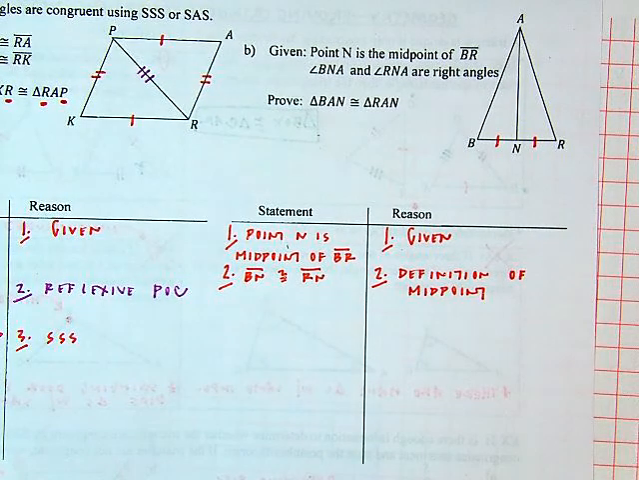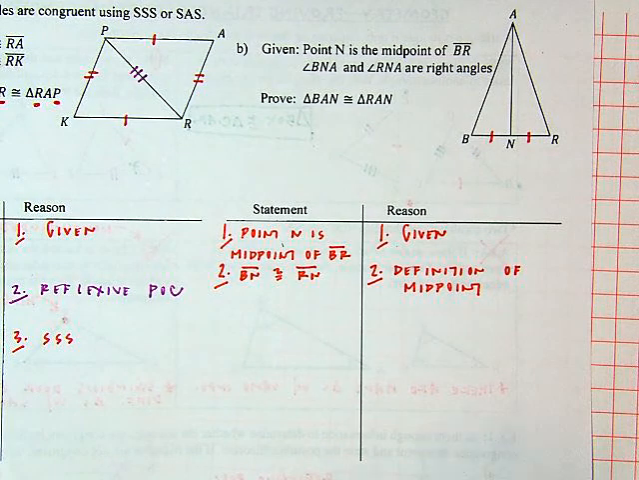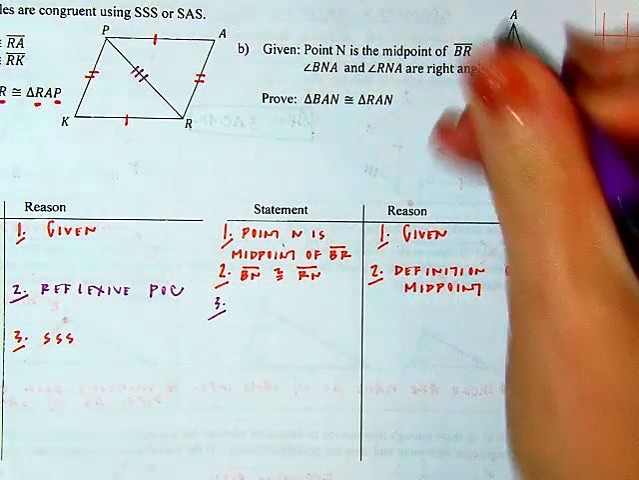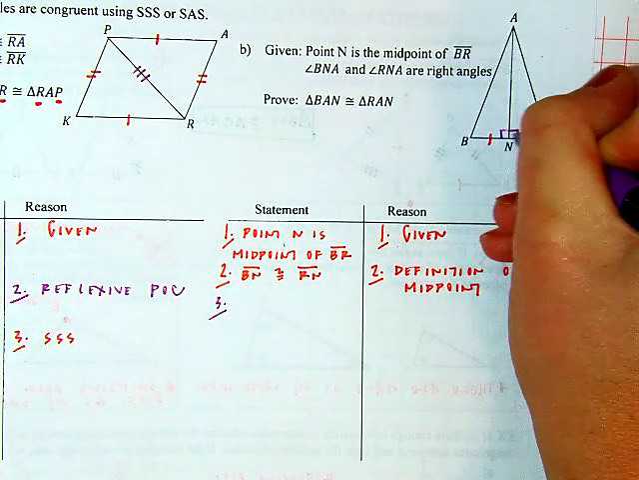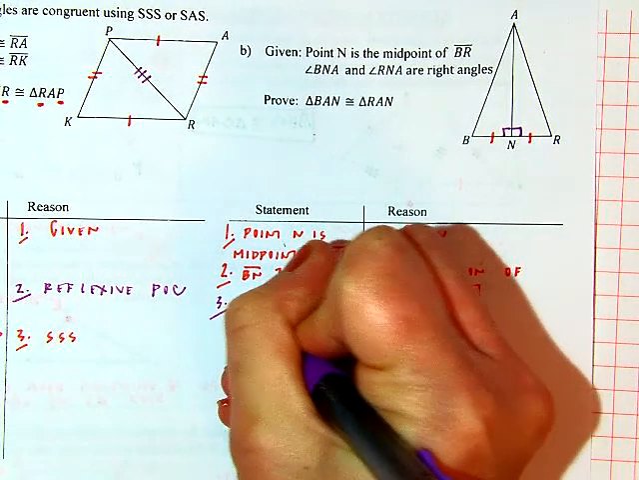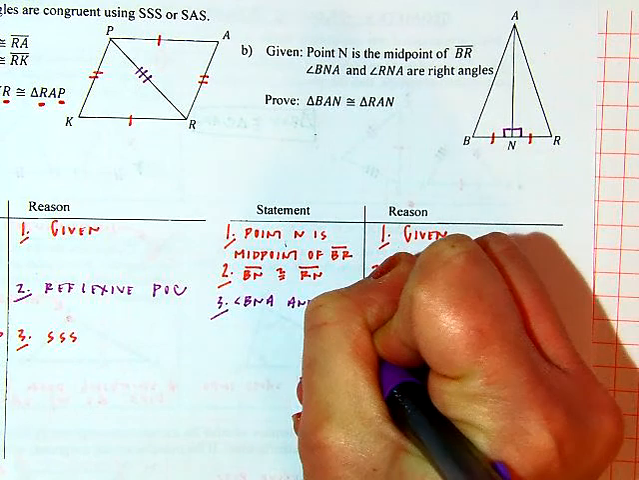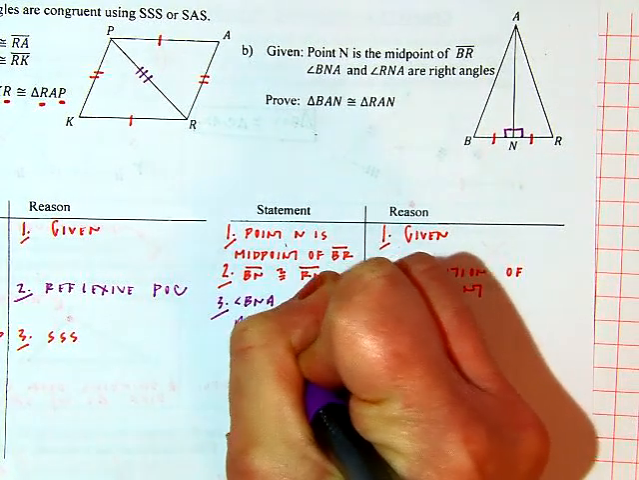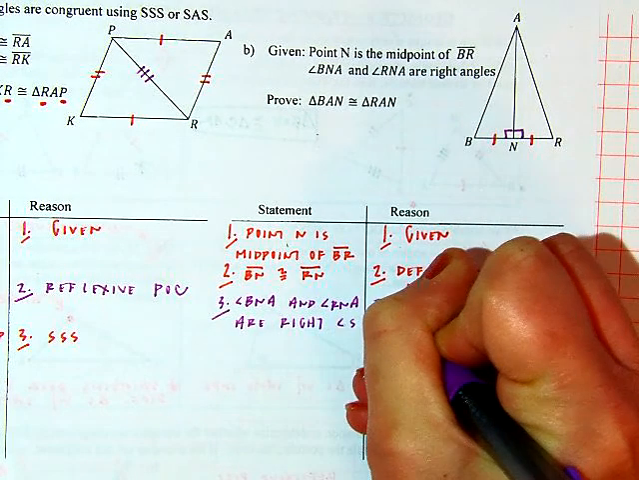All right, next up, I'm kind of at a dead end. So I look at my other given. What does it say? All right, well, it tells me that BNA is a right angle, and so is RNA. So I'm just marking it with that box notation, and I'm just going to write that right here. So angle BNA and RNA are right angles. Given.